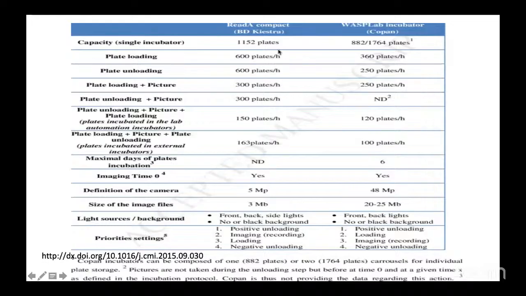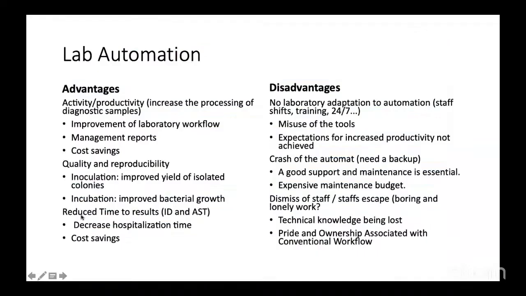They can handle a really high load, 600 plates an hour or 360 plates an hour. So it's very good if you're a referral center for a big city where all the small labs or collection centers are going to send you the samples. Imaging time is also specified. The definition of the camera is very good, and the size is as high as about 3 MB.